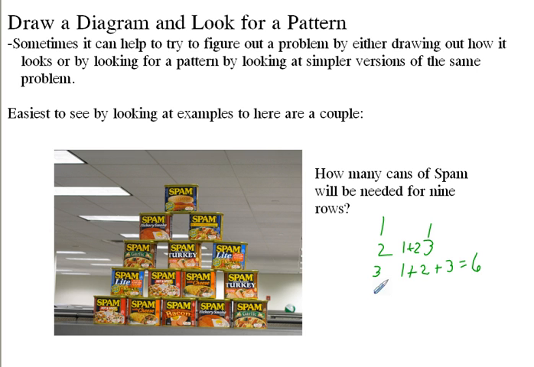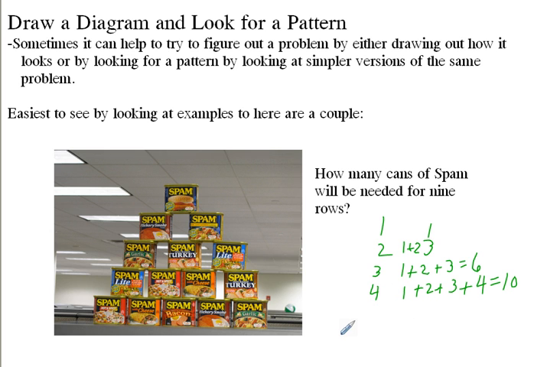1, 3, 6. The 4 is going to be 1 plus 2 plus 3 plus 4. And you can get the idea here. I'm pretty sure you guys have gotten the pattern at this point. So, the pattern makes perfect sense now, doesn't it? It's going to go up by the amount of the row each time.